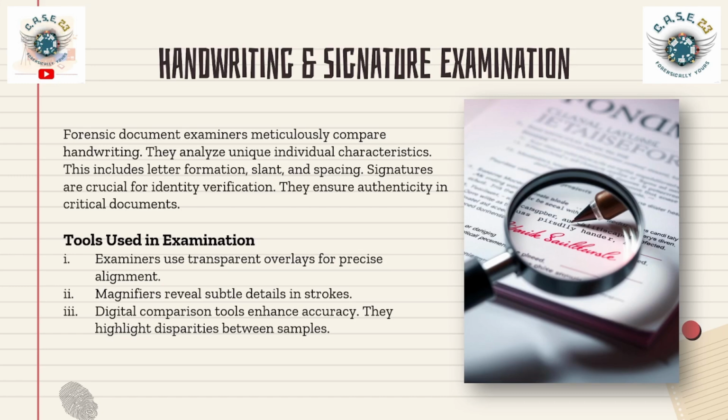Now, forensic document examiners study these individual characteristics very closely. They look at how each letter is shaped, the slant or tilt of the writing, the spacing between letters and words, pressure on the pen, connecting strokes, and even the rhythm. This is especially important for signatures because signatures are used to verify identity in documents like checks, agreements, or wills. So even if someone tries to forge a signature, even by tracing it, it usually lacks the natural flow. That's something trained eyes can usually catch.